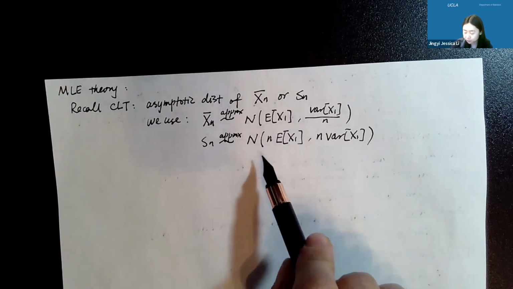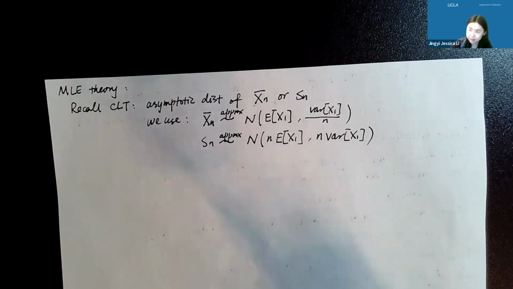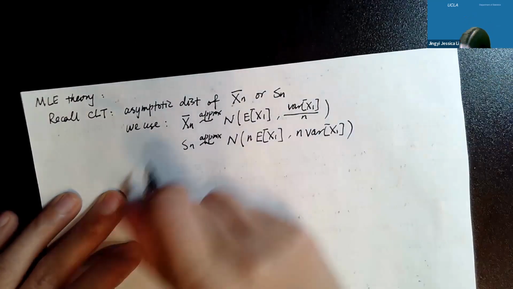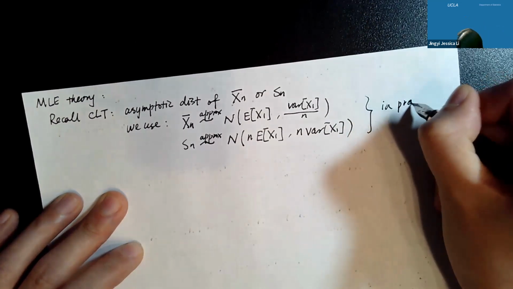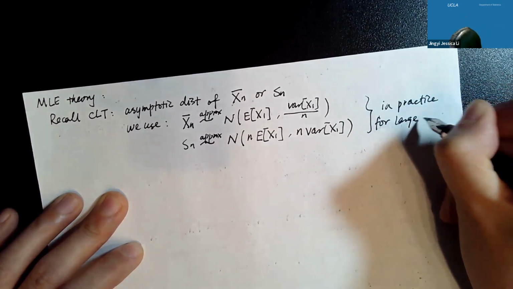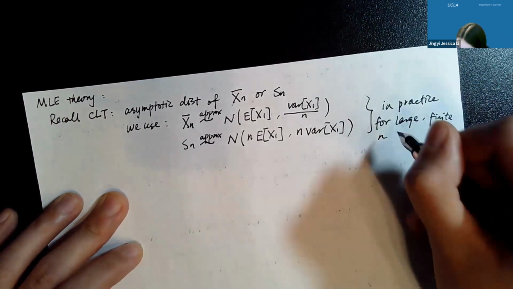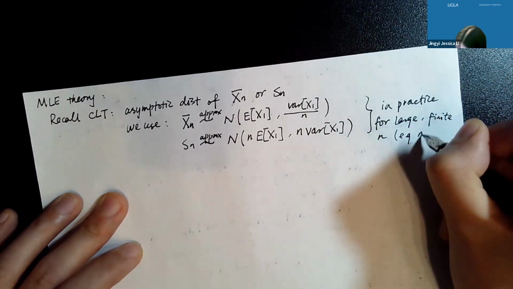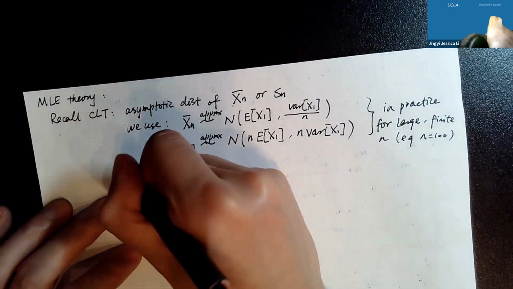The distribution is concentrated on one value. And for the latter, for the bottom, if I let n go to infinity, you can see both the mean and the variance are going to infinity. And that's not a meaningful distribution, right? So I would say this is what we do in practice, for large but finite n. For example, n equals 100. Right, so we do this.